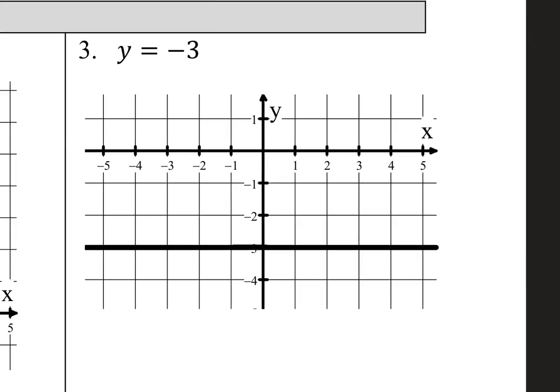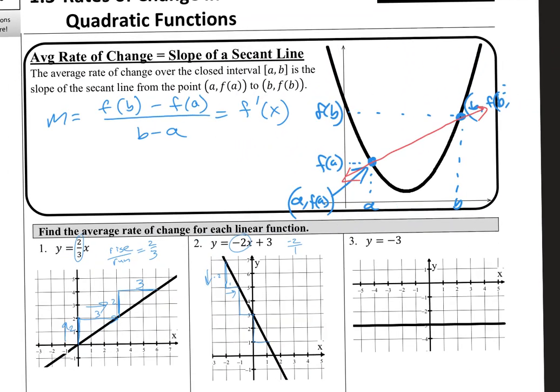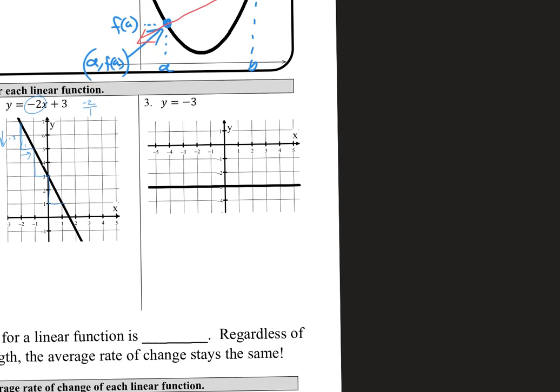Let's take a look at this one. Oh, by the way, we could use this formula if we had to. I just didn't bother doing it because it wasn't that hard. I could plug in, this is like my A point, and this is like my B point, and plug it in this formula. But guess what I'd get? Negative 2. So we don't have to make it harder than it is.